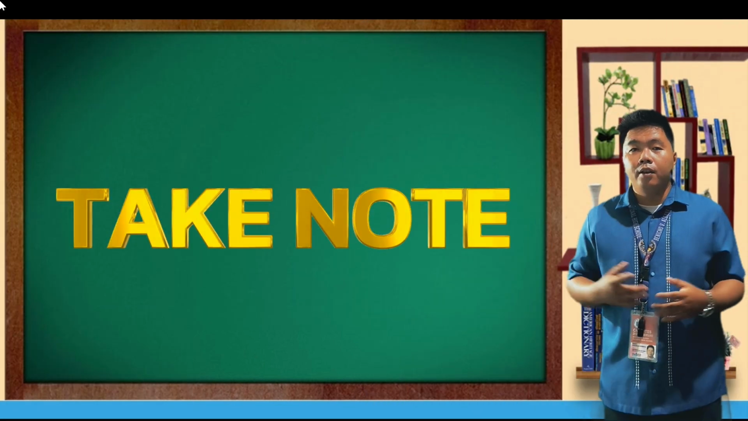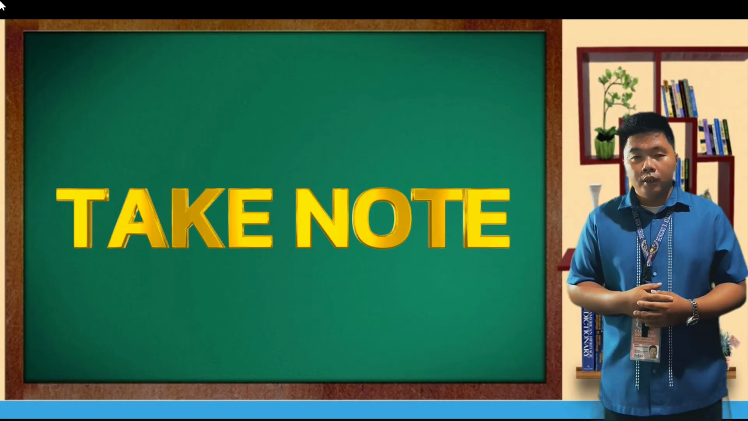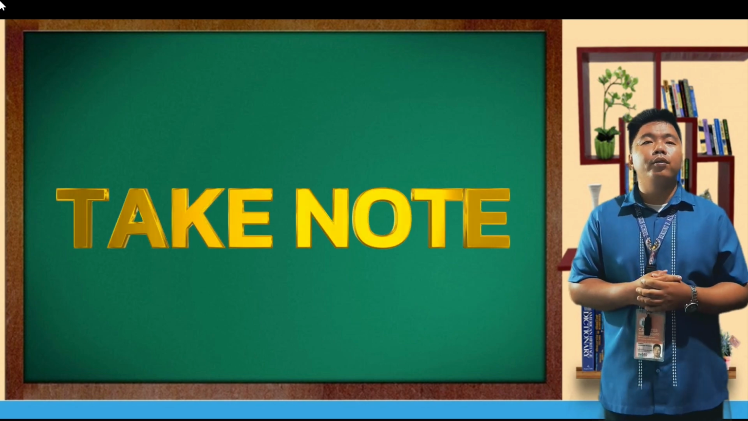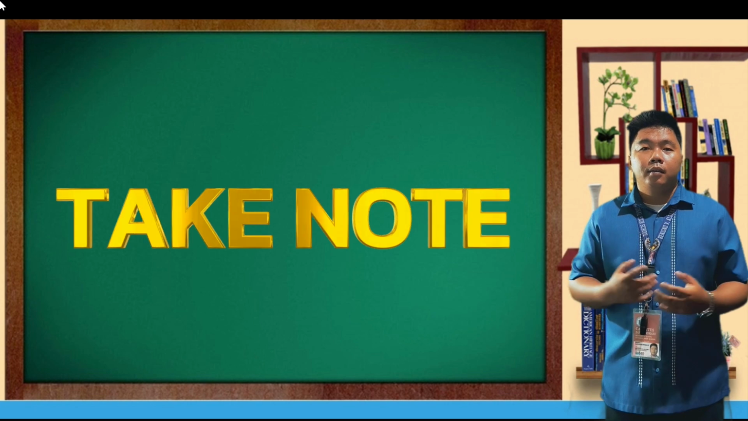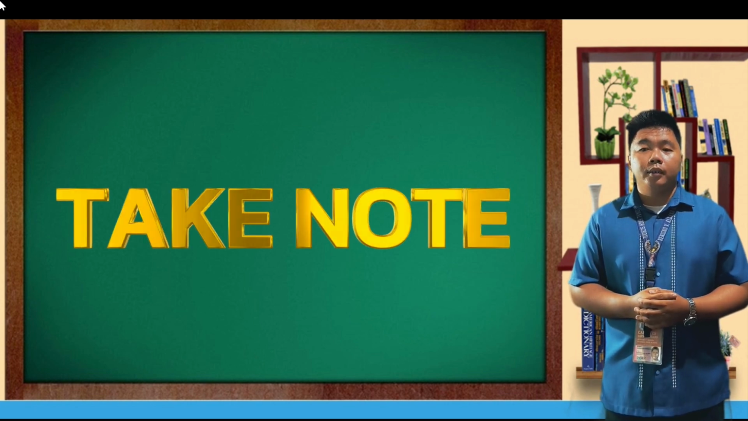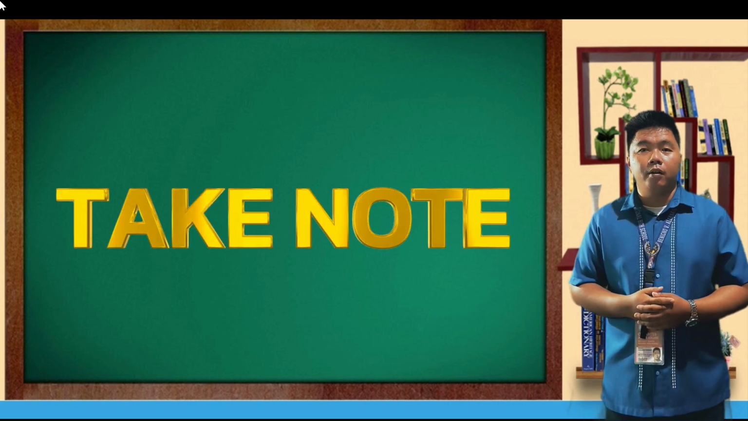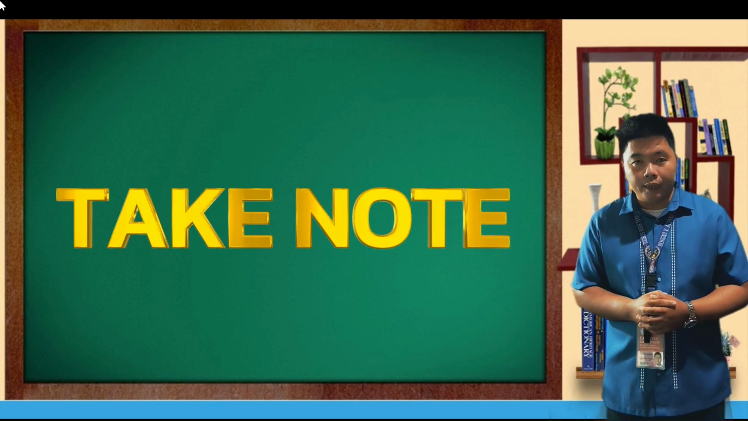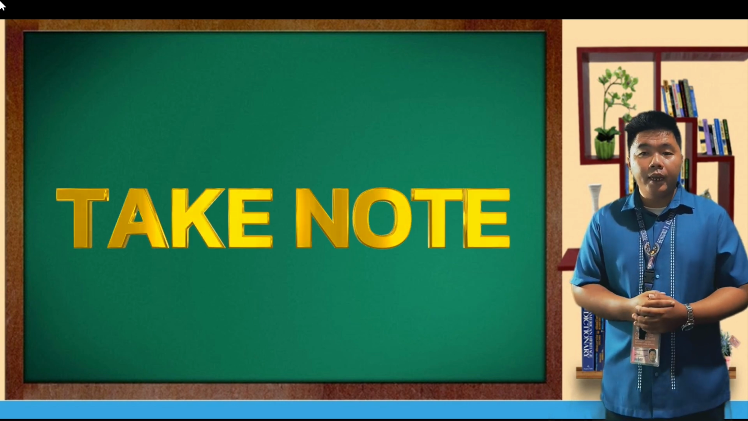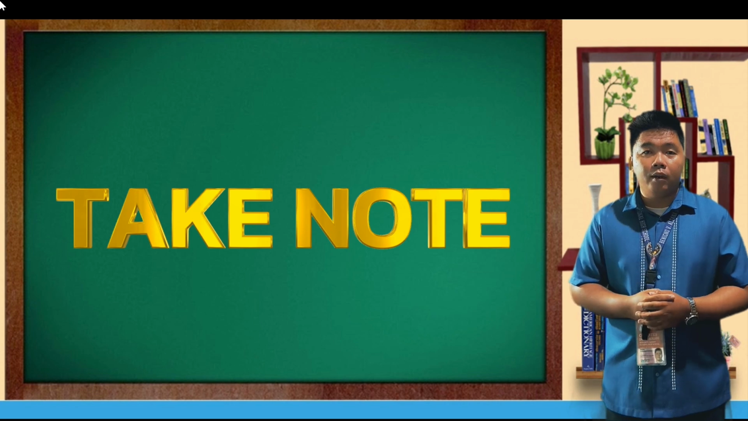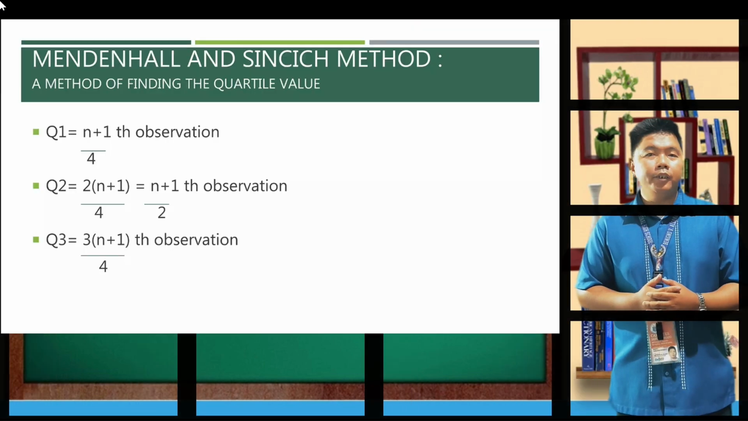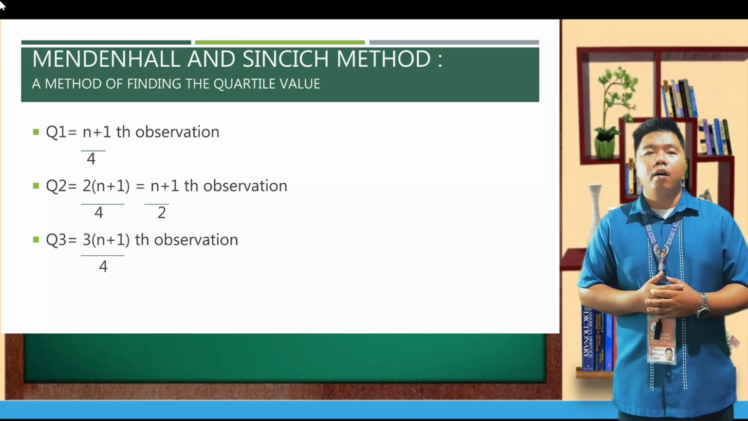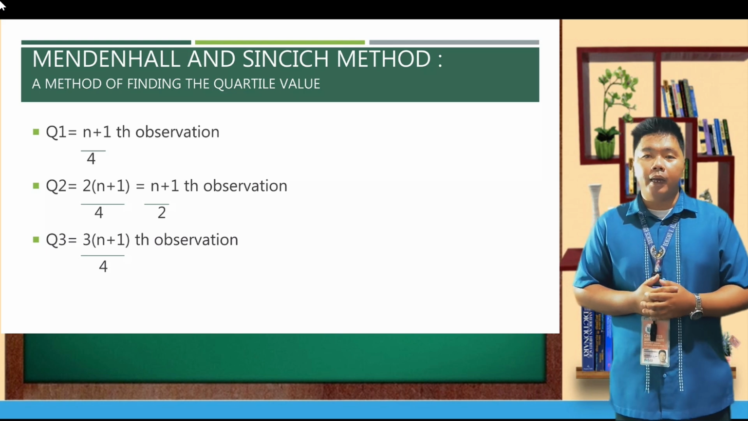And additional, for our quartiles, take note that Q sub 1 is also called as the lower quartile or the first quartile. Next, Q sub 2 is nothing but the median, or that is the second quartile. And Q sub 3, that is the upper quartile or the third quartile. So take note of those keywords. So learners, let's move with the formula of the Mendenhall and Sincich method.